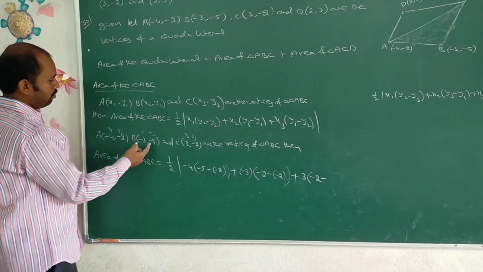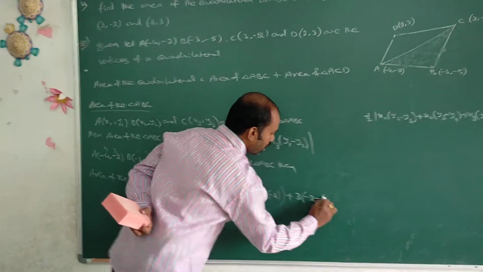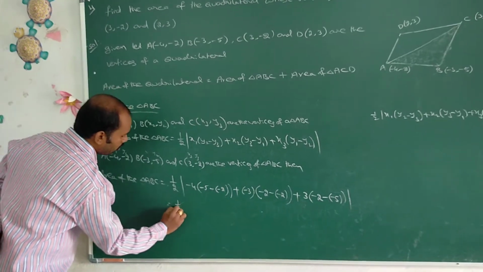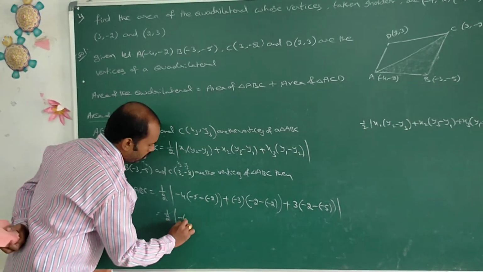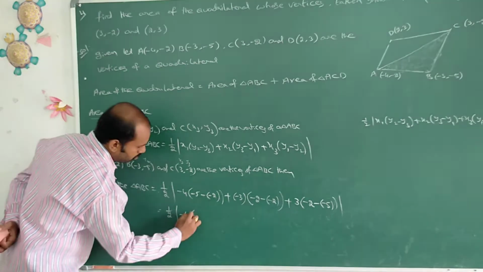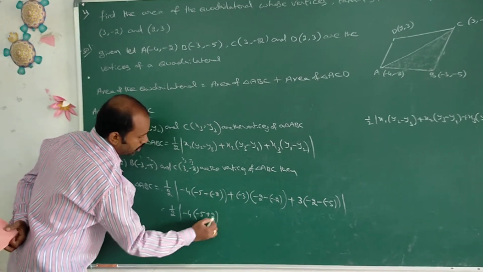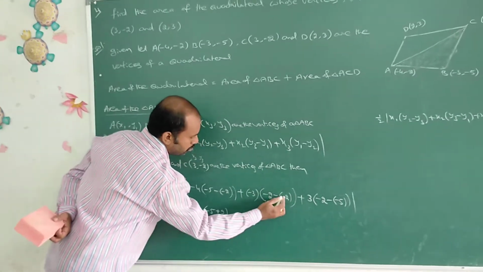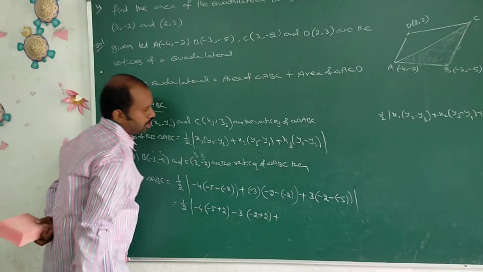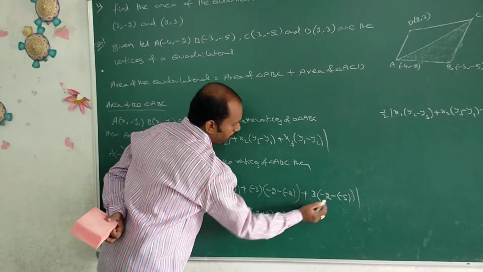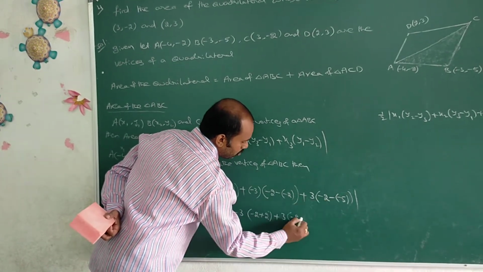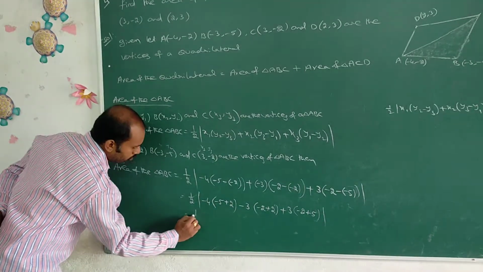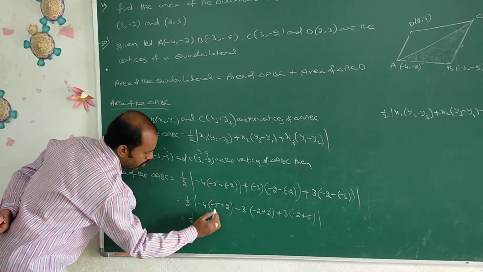Next you write the y2 value. y2 here is minus 5, so minus 5. Modulus close. Now simplification of the modulus of minus 4 into minus plus. What do you write? Minus 5 plus 2, plus into minus here, minus 3. Next, minus 2 minus into minus here, plus 2. Last term, the third term: here write 3 into minus 2 minus into minus here, so plus is coming, minus 2 plus 5. Modulus close.